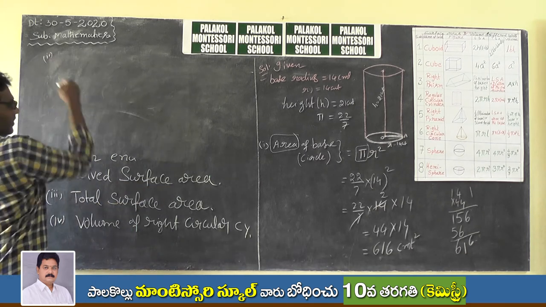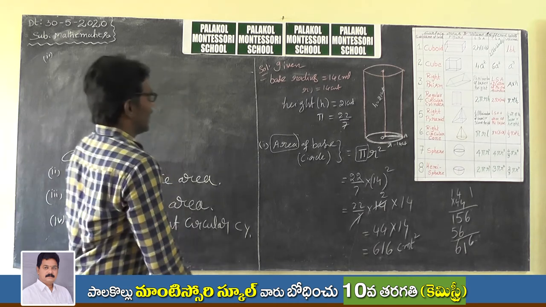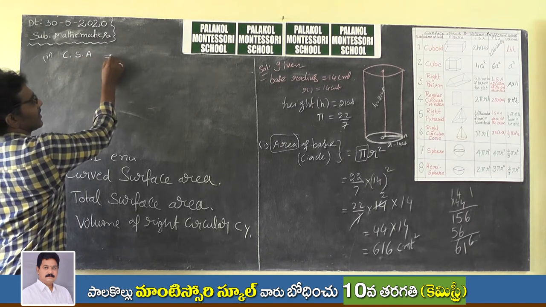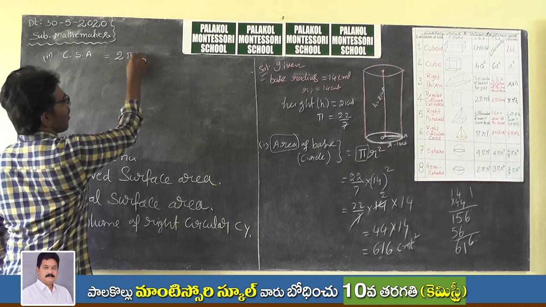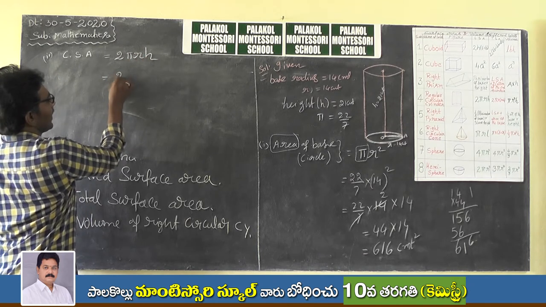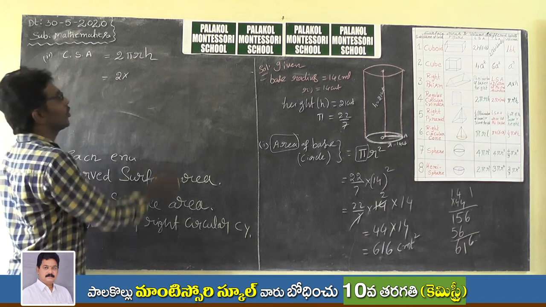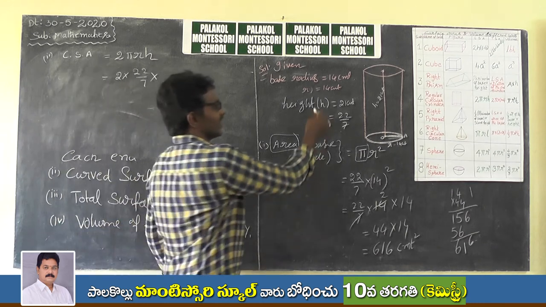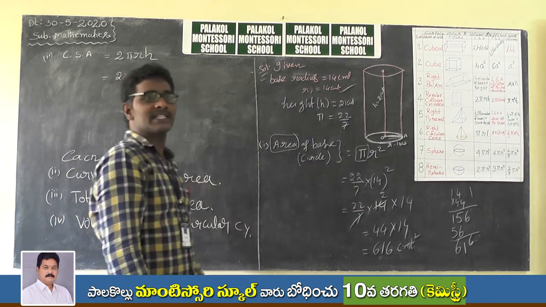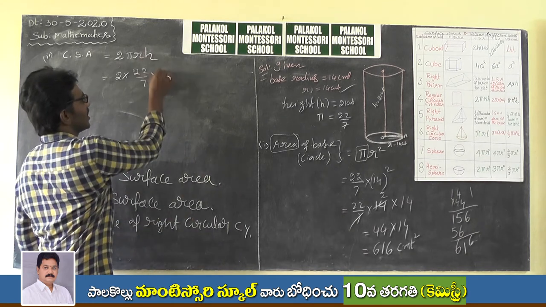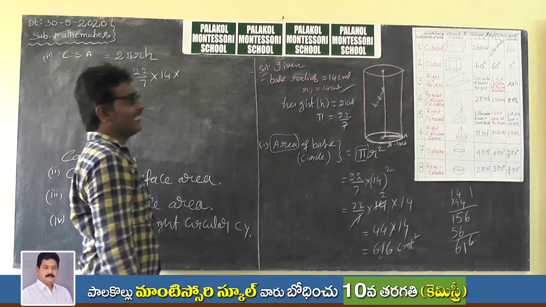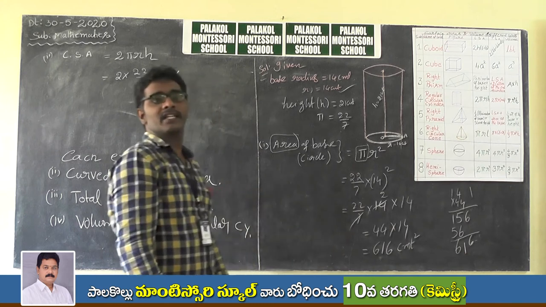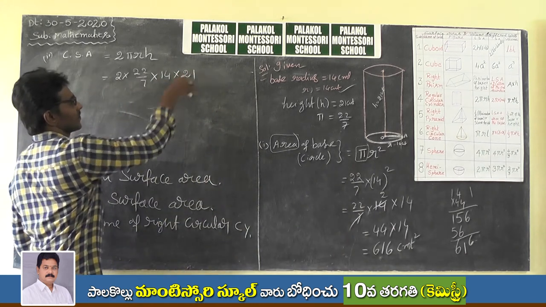Question number 2 in this sub question. Curved surface area of cylinder, the formula is 2 pi r h. So 2 bring down, pi generally taken as 22 by 7, into r value already given. r means radius, radius is equal to 14 centimeters. Substitute 14 centimeters in this formula, into height. What is the height? h is equal to 21 centimeters. Substitute 21 centimeters in this formula.